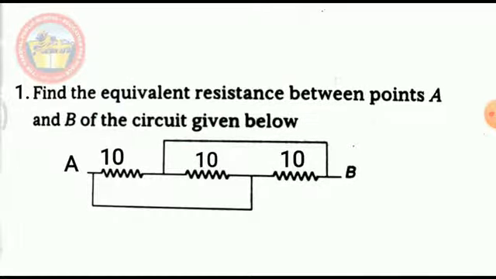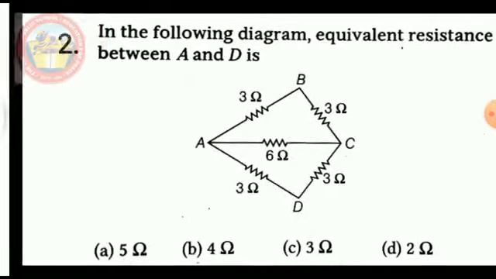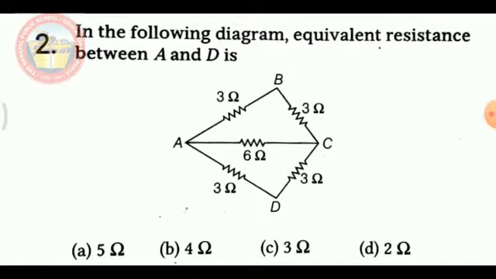First question. Find the equivalent resistance between points A and B of the circuit given below, each resistor having 10 ohms. Second question. In the following diagram, find the equivalent resistance between A and D.